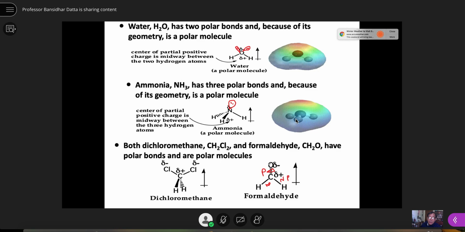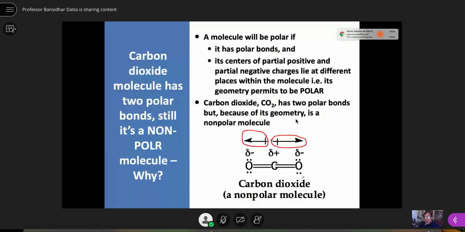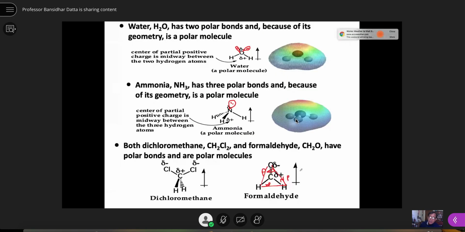It is a triangular planar. You know the triangular planar, and therefore bonding is planar molecules, and because of the planarity, the geometry is permitting it to be polar. So the molecule is polar. Right, so these are some examples.